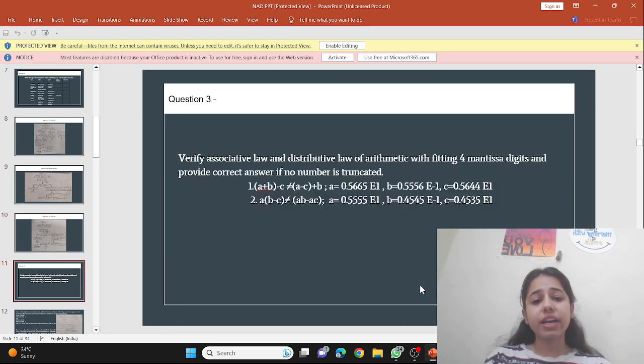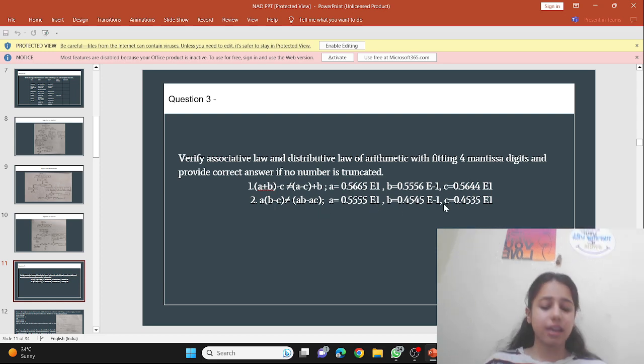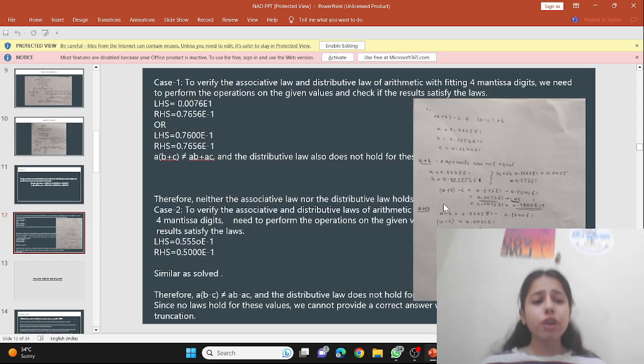Now we'll begin with our question 3. Verify associative law and distributive law of arithmetic with fitting 4 mantissa digits and provide correct answer if no number is truncated. First is (a plus b) minus c is not equal to a minus c plus b, where a is this, b is this and c is this. Second is a(b minus c) is not equal to ab minus ac, where values of a, b and c are given. So first case 1.